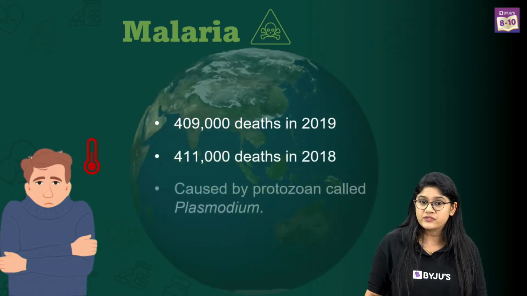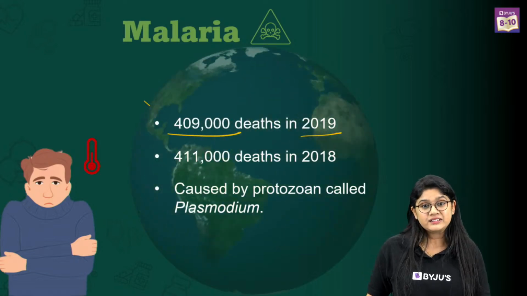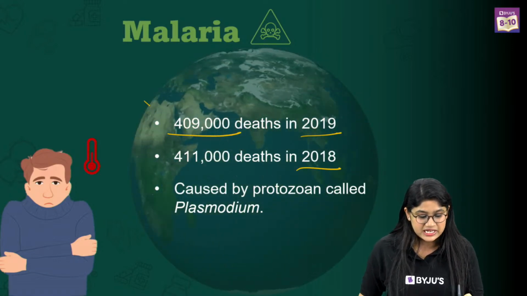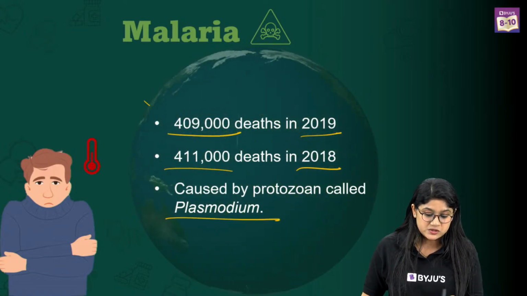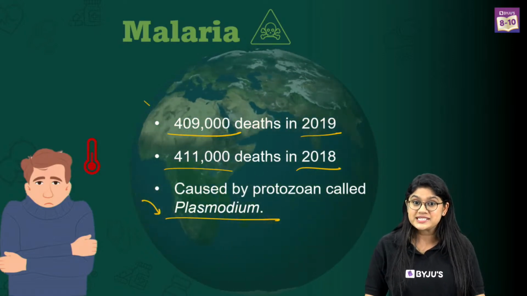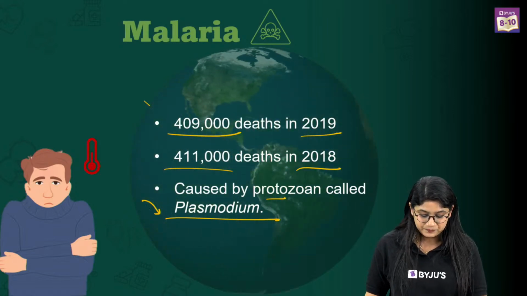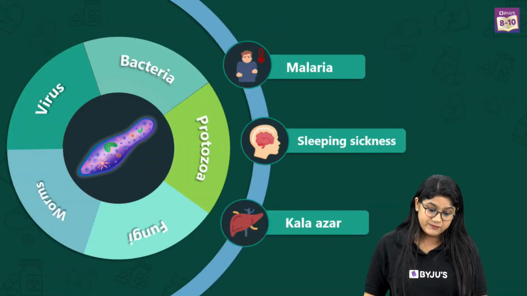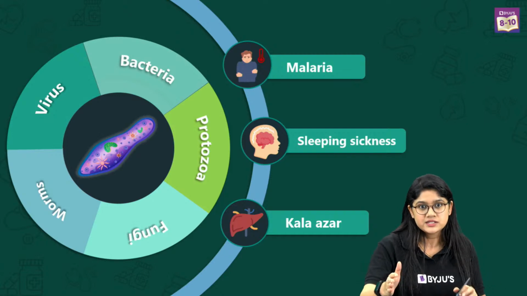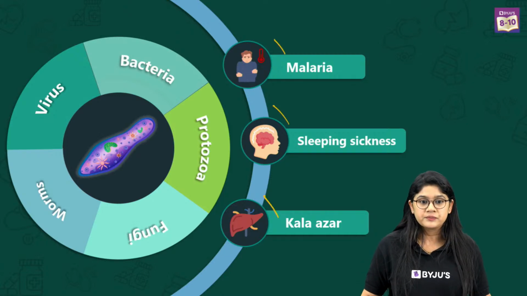and the very important fact that we have over here, that in 2019 we saw this many deaths of patients, and in 2018 we have this. It is caused by the protozoan, which is a plasmodium, right? So now we'll be discussing the diseases caused by the protozoa, right? Of course, malaria is one of the common things that we know about them. So here we have protozoa. Of course, we have these diseases. We have malaria, sleeping sickness, and kala azar.